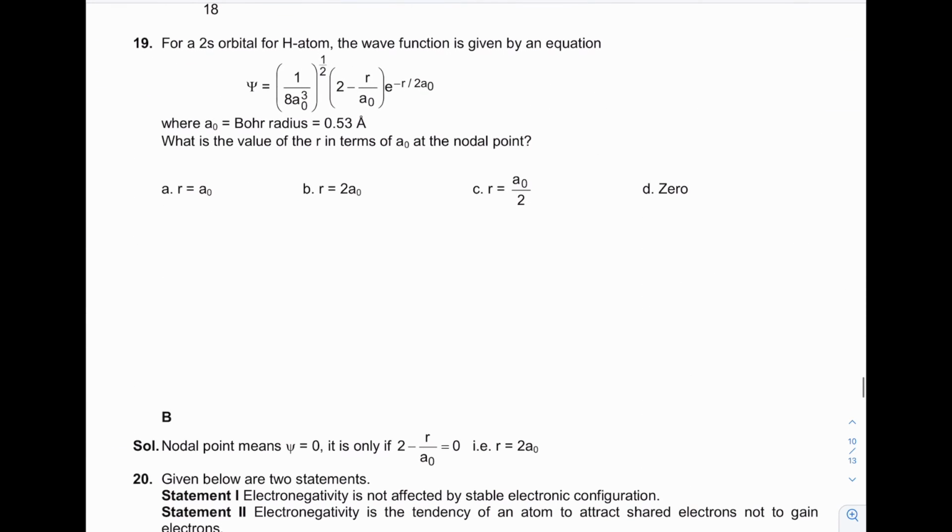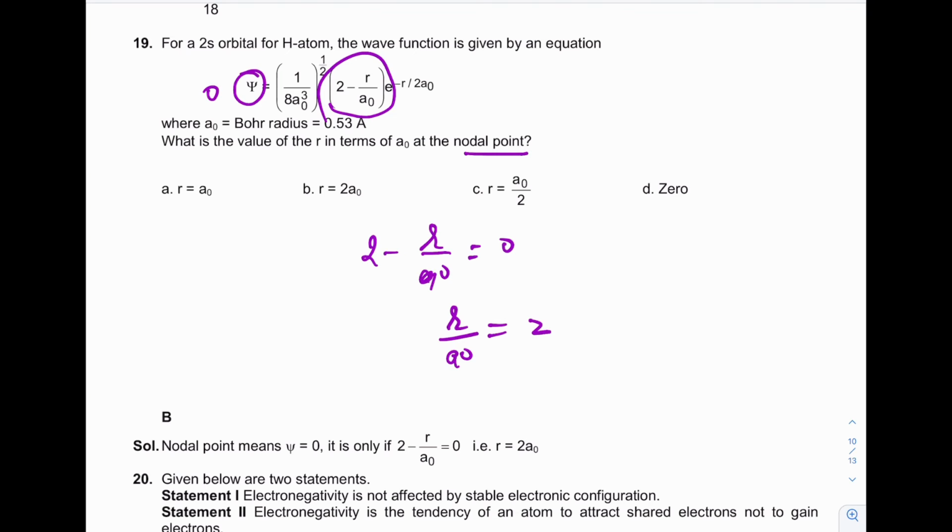Next is 2s orbital. The wave function is given by this equation. What is the value of r in terms of a naught at the nodal point? At the nodal point, psi will be 0, which is possible if 2 minus r by a naught is 0. So r by a naught will be 2. So r will be 2 a naught. Answer is B.